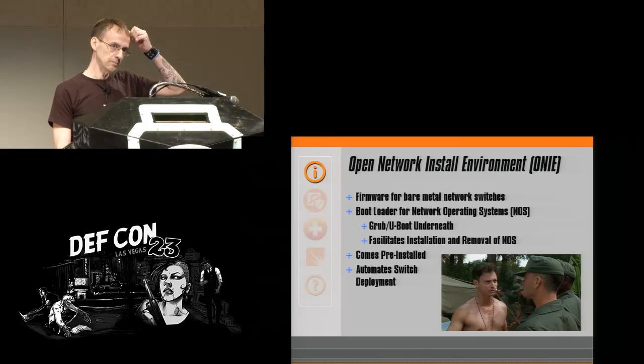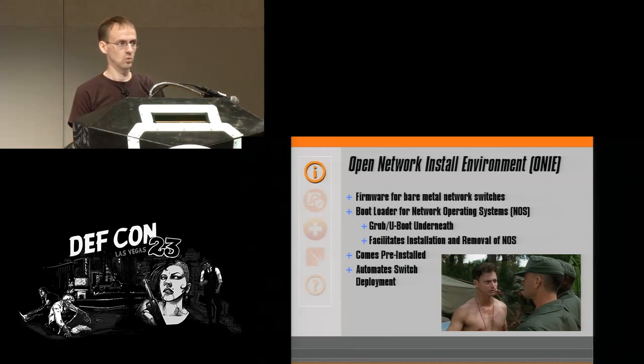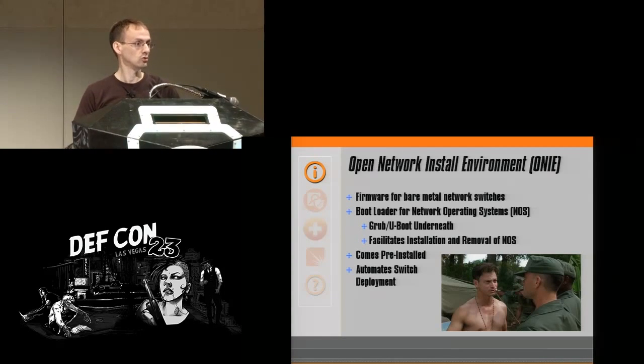Now, to make all of this possible, to make white box truly plug and play, they adopted ONIE. It's firmware for bare metal network switches. There's a bootloader underneath, which is GRUB or U-Boot, to boot the system, and then ONIE is there to boot the network, to grab or install the network operating system. In the event you'd like a new one, like you have to change the software, it will then go out and grab another network operating system and install a different one. You can change whenever you like. ONIE comes pre-installed on the network switch. It's part of the firmware, and it automates that switch deployment.